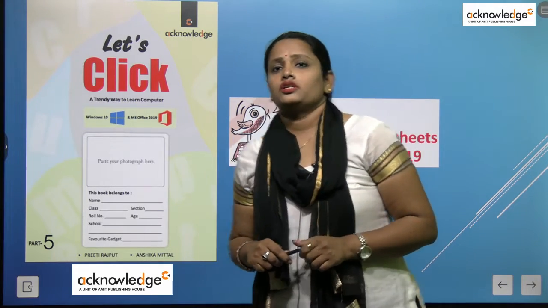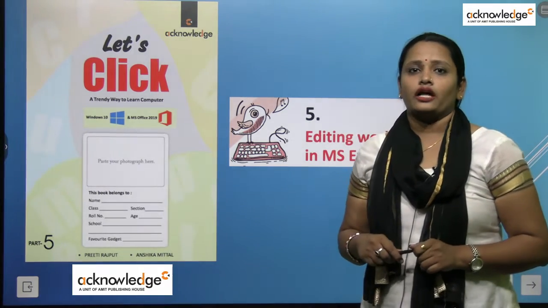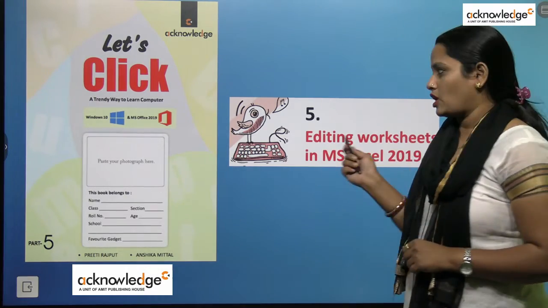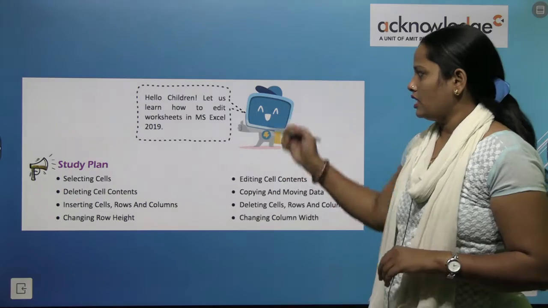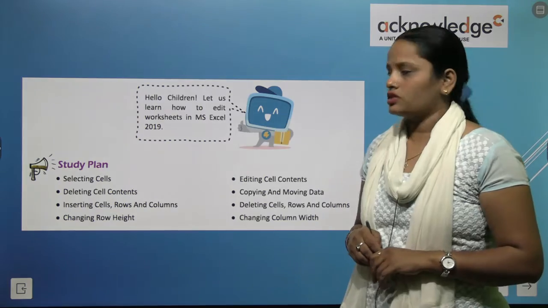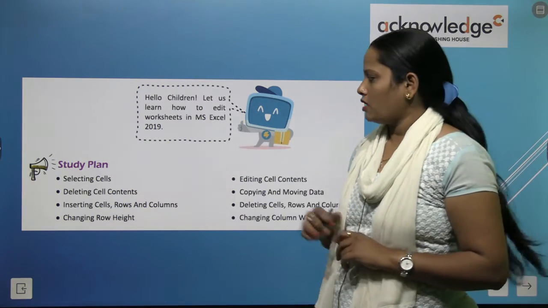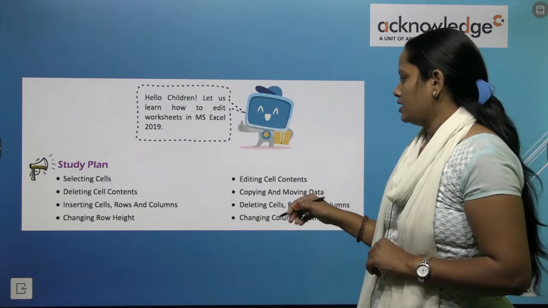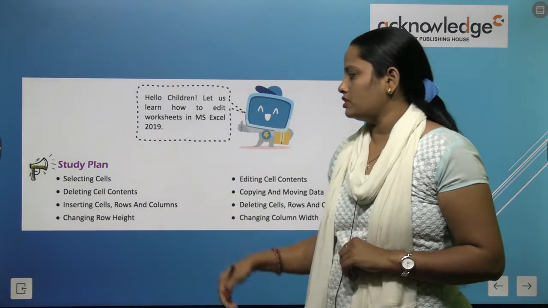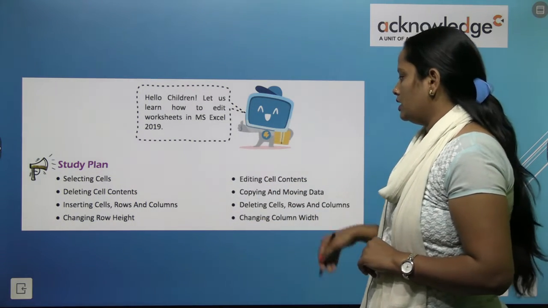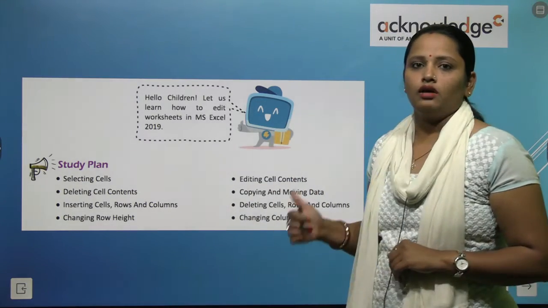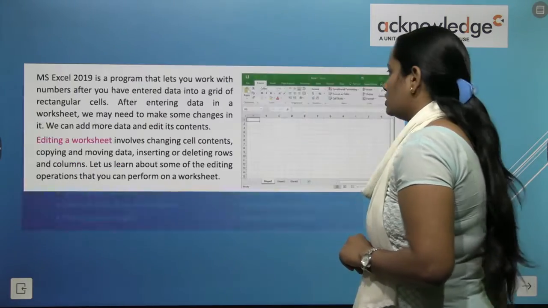Today we are going to do chapter 5 in your book, and the name of the chapter is Editing Worksheets in MS Excel 2019. Let's begin with the chapter. Here let us learn how to edit worksheets in MS Excel 2019, and in this chapter we are going to learn about selecting cells, editing cell content, deleting, copying, moving, inserting cells, row and column, deleting cells, row and column, changing row height and column width. So all these things we are going to learn in this chapter.